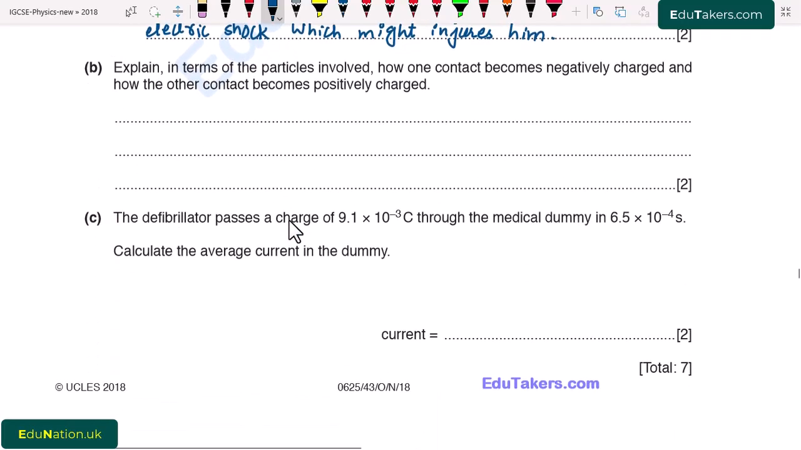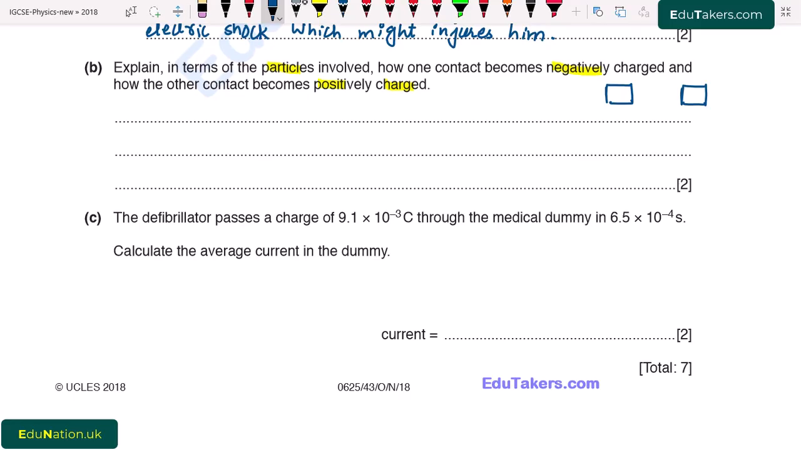Part B. Explain in terms of the particles involved how one contact becomes negatively charged and how the other contact becomes positively charged. First of all, if I consider that this is contact 1 while this is contact 2, here we have to explain how one contact becomes positively charged while the other becomes negatively charged. So the electrons move from one contact into another.